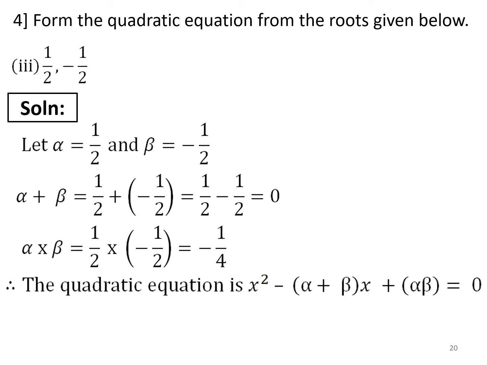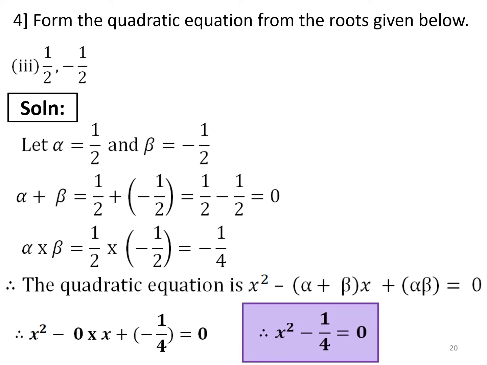Now you will substitute in the equation x square minus alpha plus beta x plus alpha beta is equal to 0. So we will get x square minus 0x plus minus 1 upon 4 is equal to 0. 0 into x is nothing but 0, so we can eliminate that term. Plus and minus is minus, so we will get x square minus 1 upon 4 is equal to 0. So this is your quadratic equation obtained from the roots given 1 upon 2 and minus 1 upon 2.